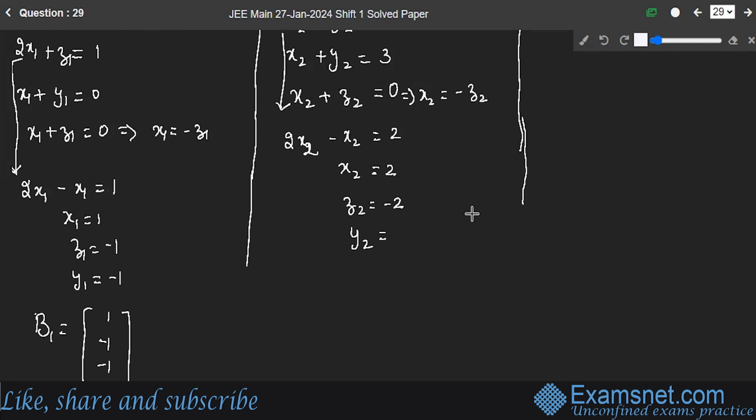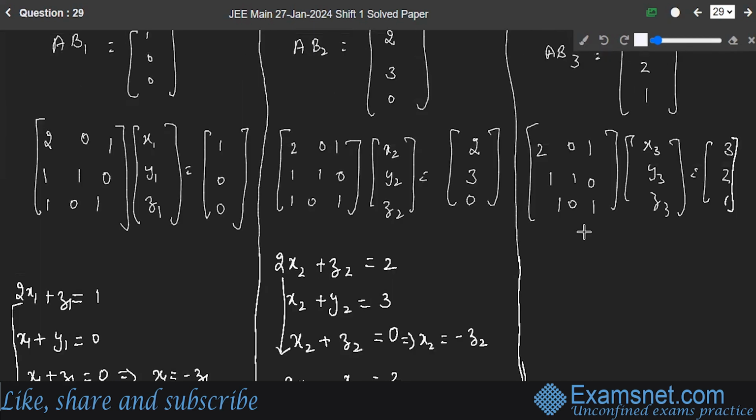And y2 will be equal to 1. So your B2 matrix is equal to 2, 1, and minus 2. Now let's go on to the third one.